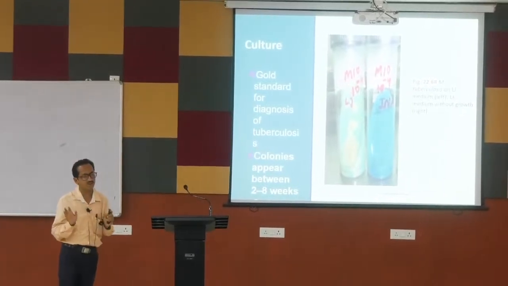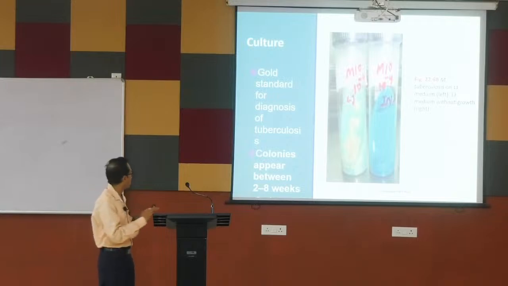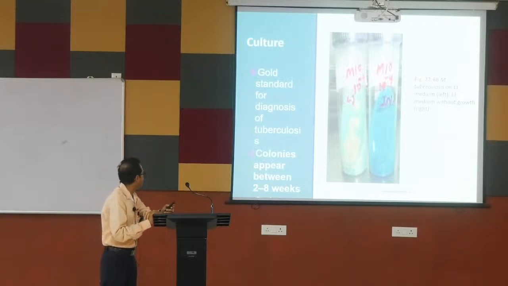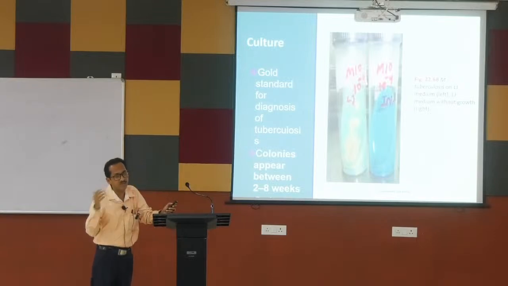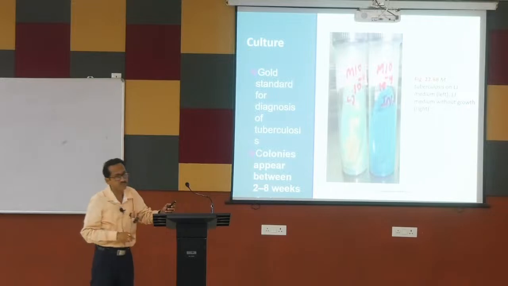The gold standard for diagnosis of tuberculosis is culture. What is the media used? This is Lowenstein-Jensen media, and the colonies usually appear after 2 weeks. It takes 4 to 8 weeks for the culture to grow. In other bacteria, 24 hours of incubation is enough, but here it takes 2 to 8 weeks. Why?